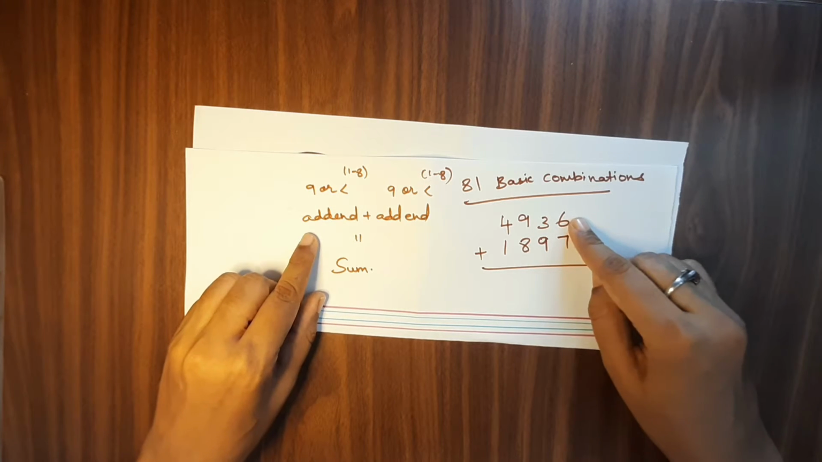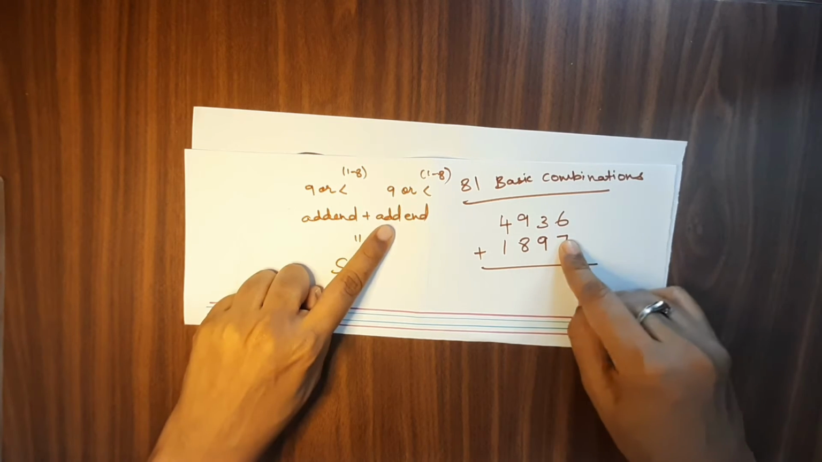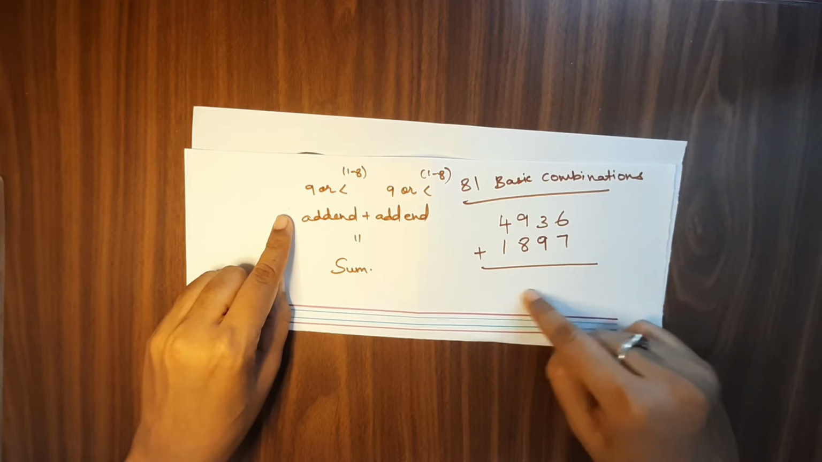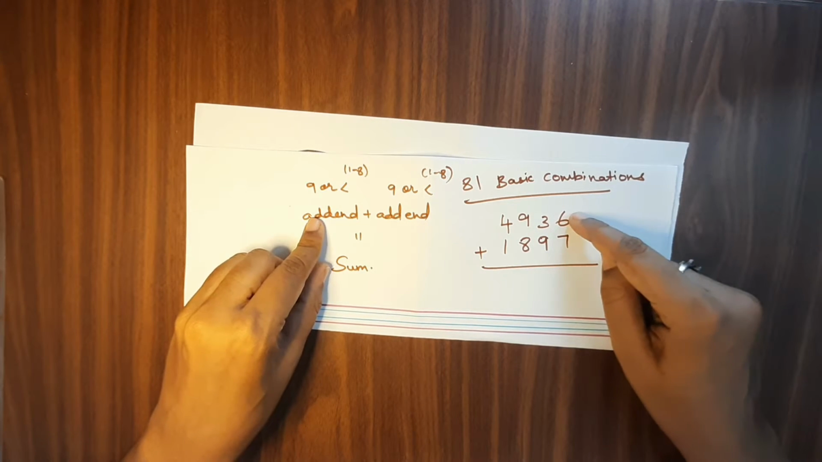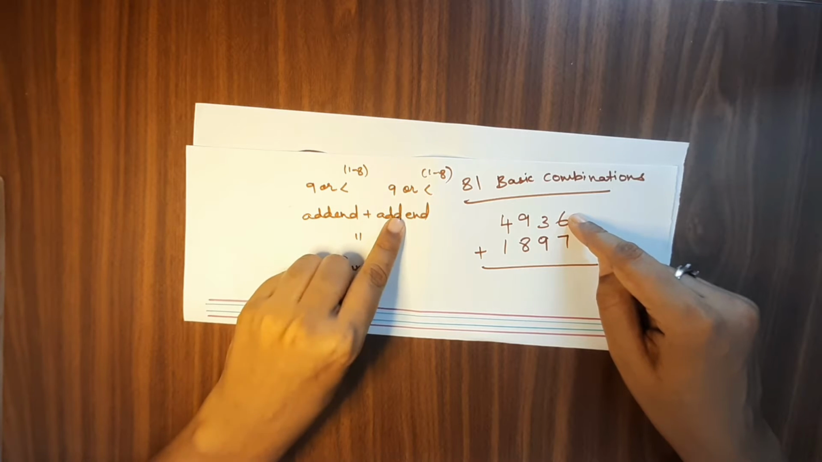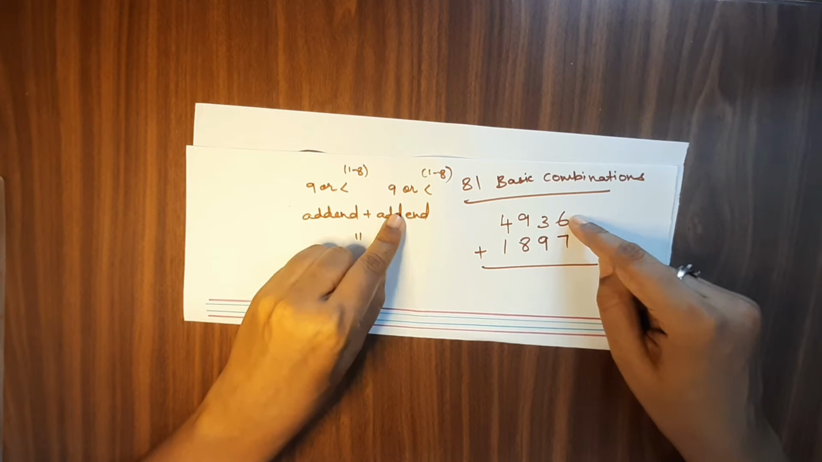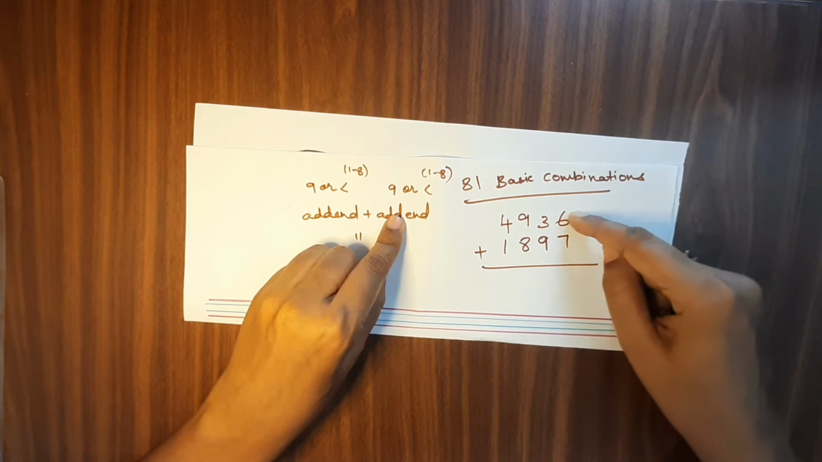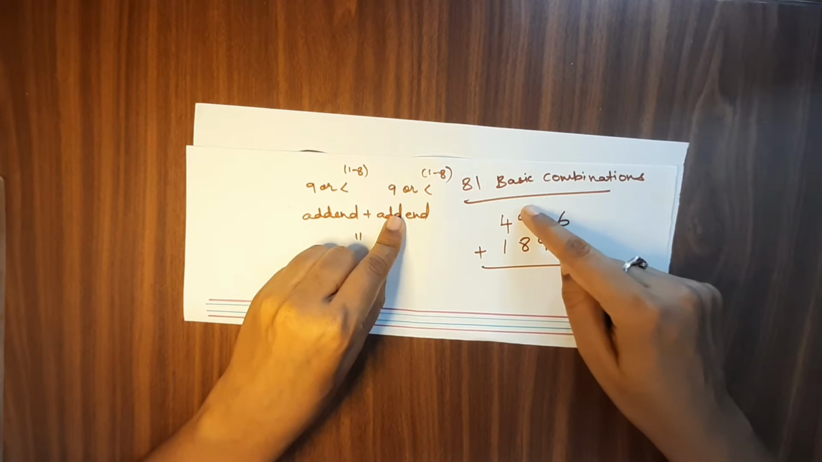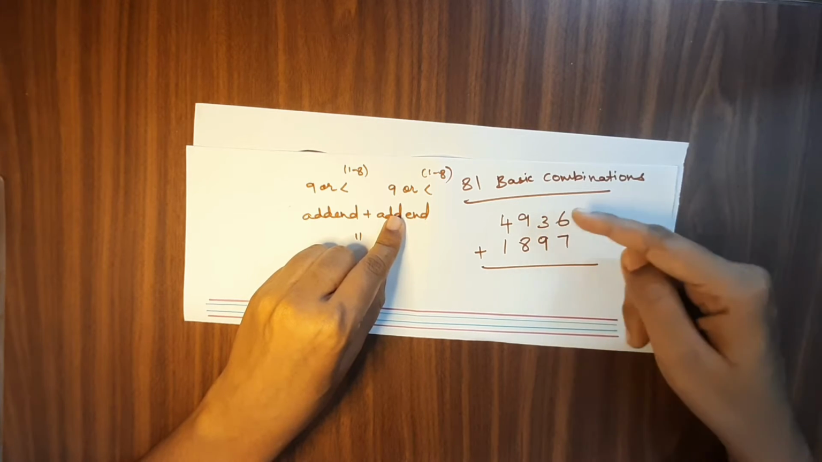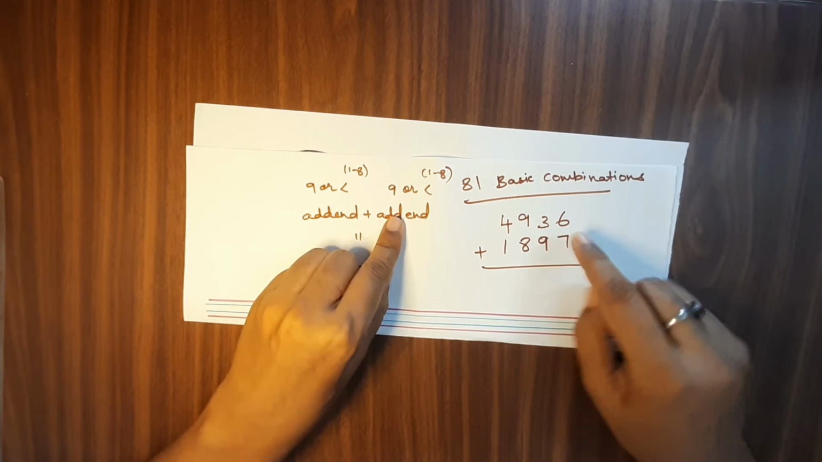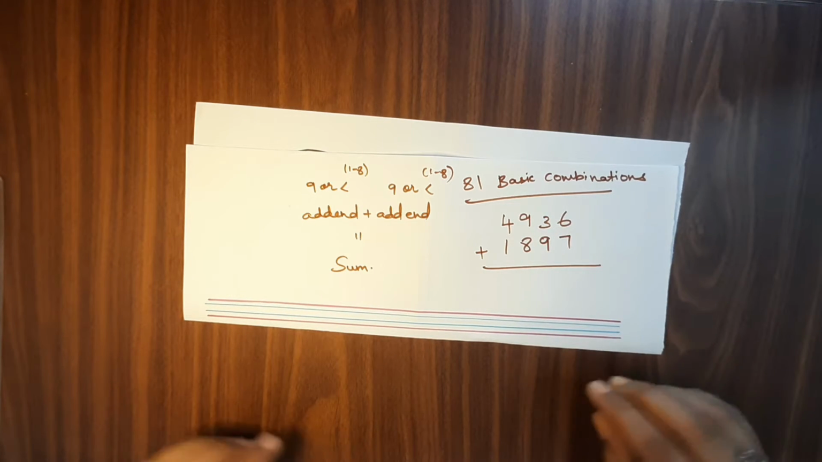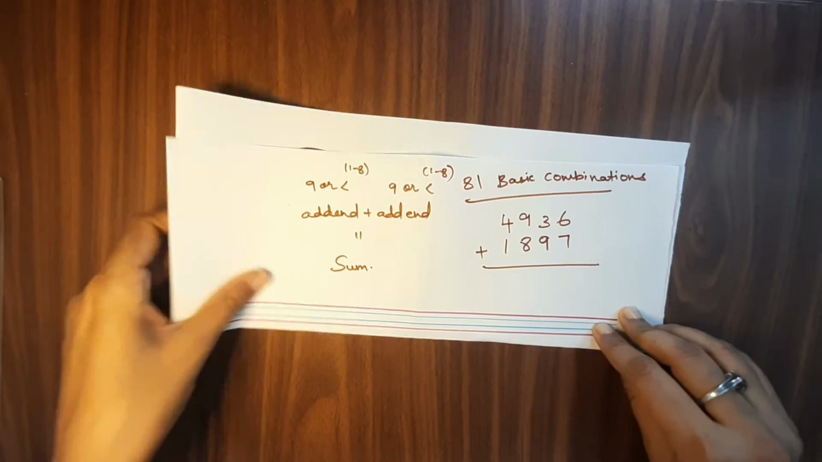The first number is called addend, the second number is also called addend, and the result you get is called sum. When you talk about addend, it will be 9 or less. Here again the addend will be 9 or less. See, it's 6, 7, 3, 9, 9, 8, 4, 1. So it could be 9 or less than 9, in the range of 1 to 9.